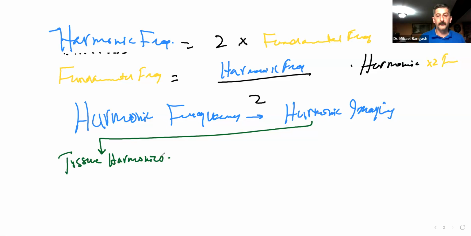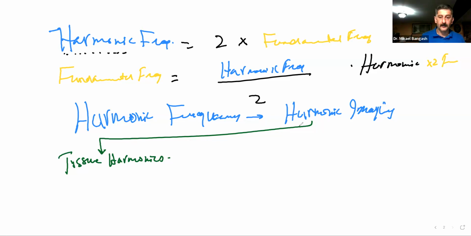Now when we say harmonics, what does that mean? It's going to be a form of harmonic imaging. What do we need for harmonic imaging? We will need a harmonic frequency. What is a harmonic frequency? It's a frequency which will be twice the fundamental frequency. What is the fundamental frequency? That's the main frequency of your transducer.